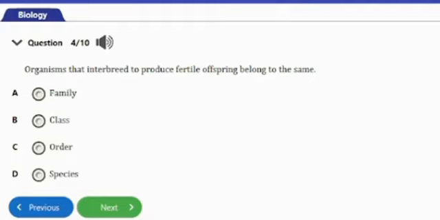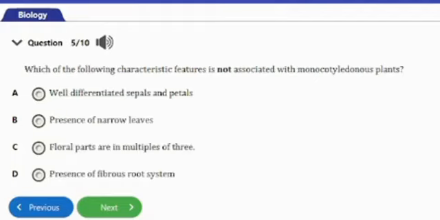So let's go ahead and consider the next question. And that's question number 5 here. It says, which of the following characteristic feature is not associated with monocotyledonous plants? A, well-differentiated sepals and petals. B, presence of narrow leaves. C, floral parts are in multiples of 3. D, presence of fibrous root system. So guys, the answer to this question here is option A, and that's well-differentiated sepals and petals.